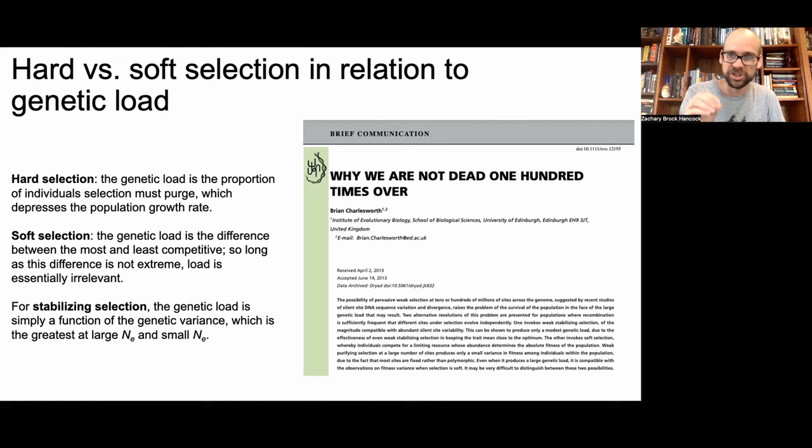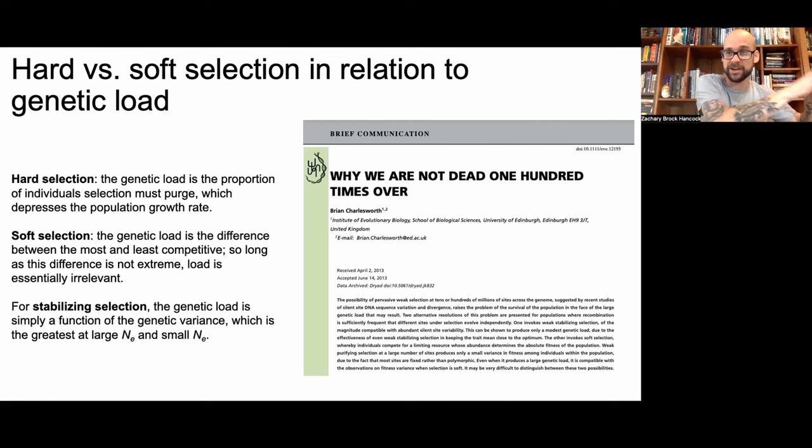So in hard selection, the genetic load is the proportion of individuals that selection must purge. Right, it must get rid of them because they harbor deleterious variation. And since selection is acting on the population growth rate, this depresses the population growth rate. Now, all of the original genetic load models were derived assuming this is the way that selection acts. It is acting on the absolute number of individuals within the population. This is often why you see genetic load derivations relying on how many offspring an individual must have to compensate for the loss of other individuals with the genetic load, right? I've used that exact kind of math in previous videos.